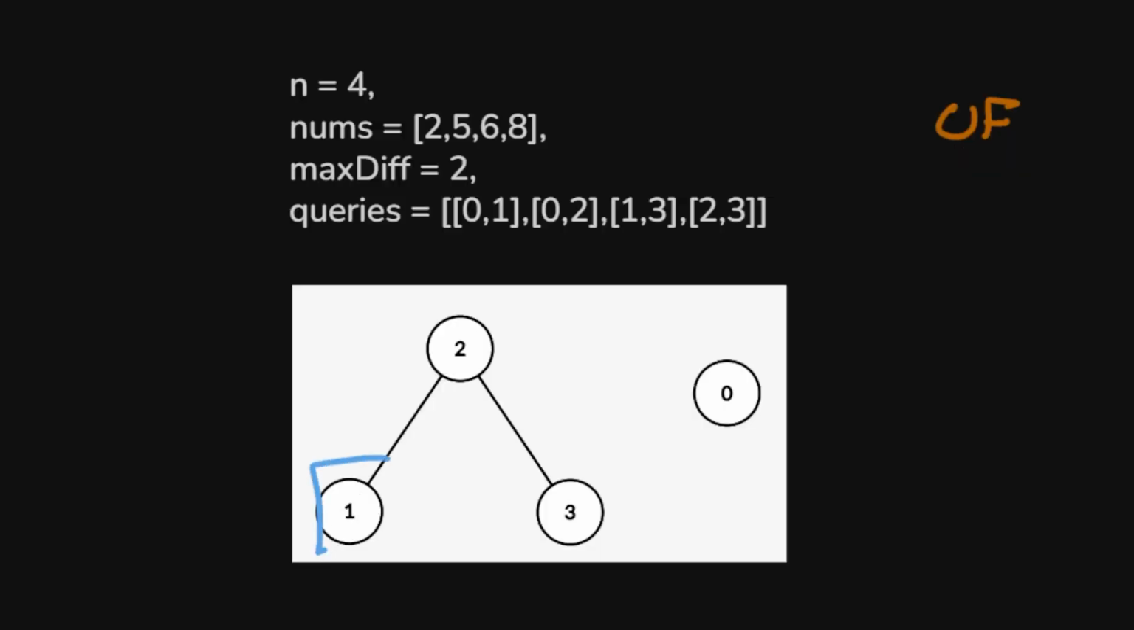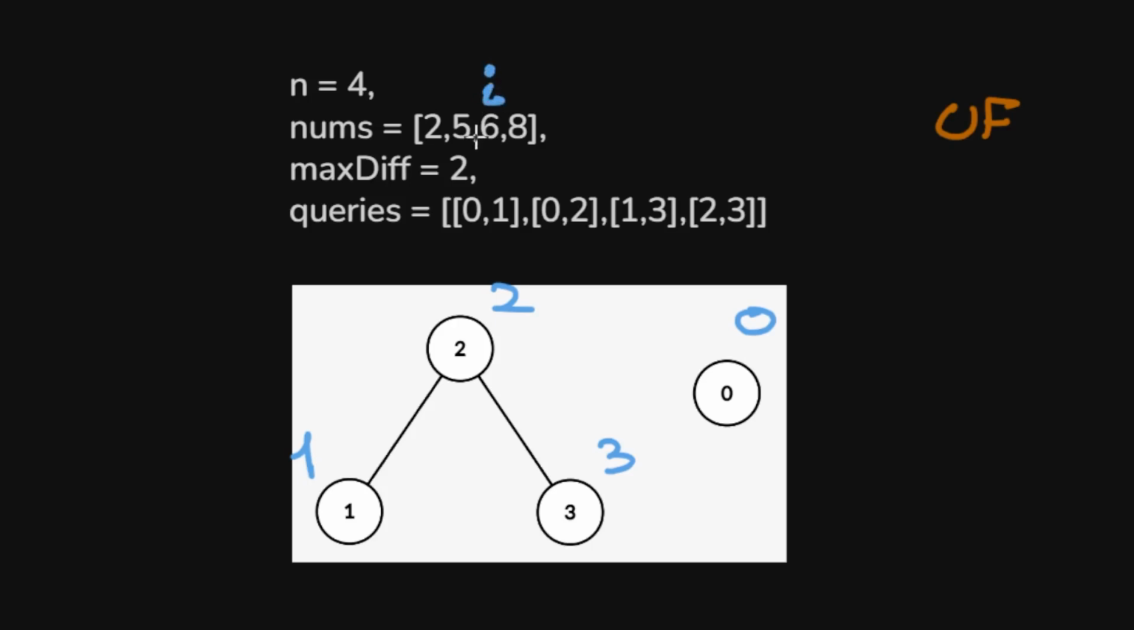We will say that each node is its own component. So this node corresponds to component number 0. This one corresponds to component number 1, this is component 2, and this is component 3. And now we will iterate nums from left to right starting from index 1. So here is the I pointer. And every time we will check if the difference between the current number and the previous one is smaller or equal to maximum difference. In this scenario, the difference is 5 minus 2, meaning 3, and that's larger than 2. So we don't do anything, we just continue.